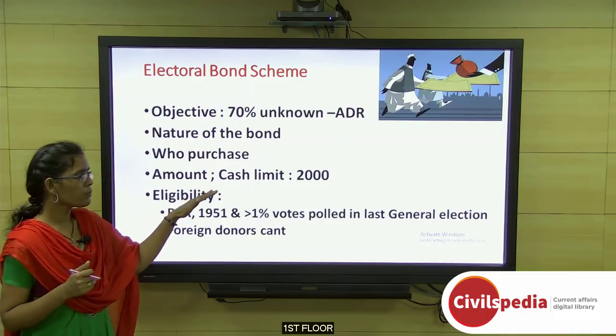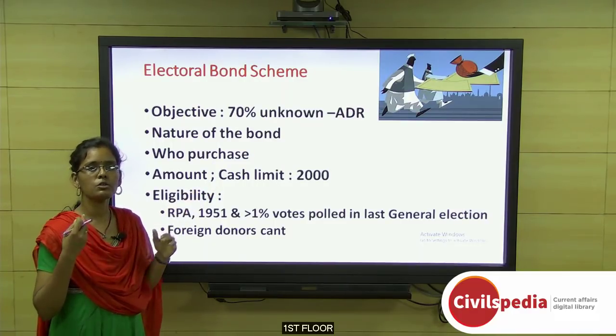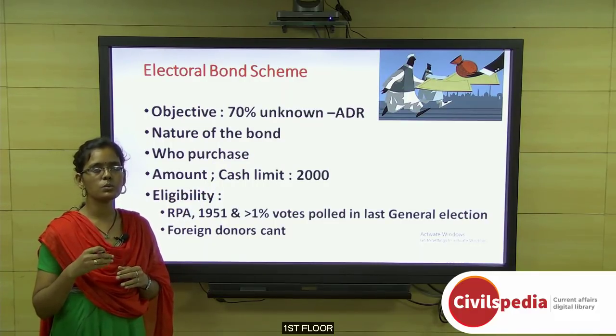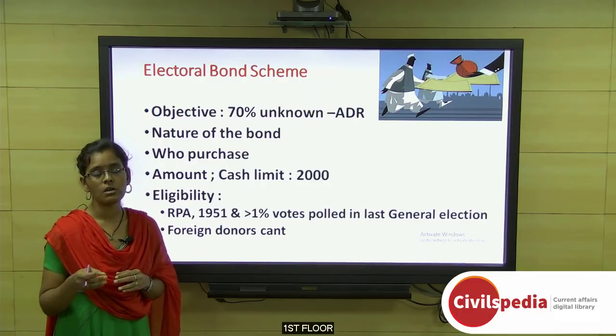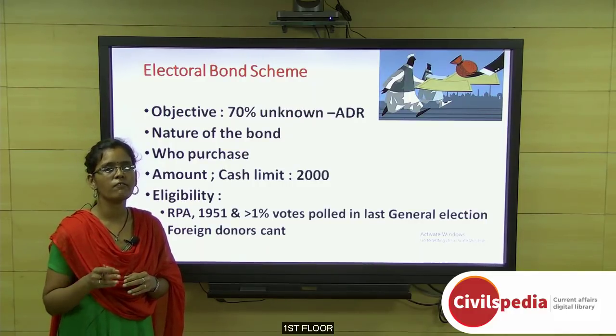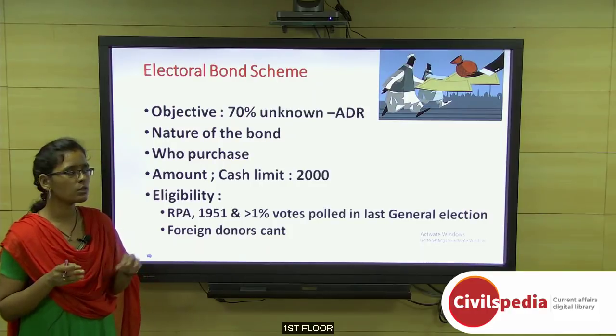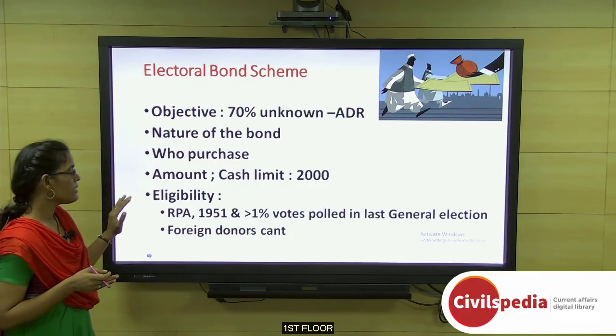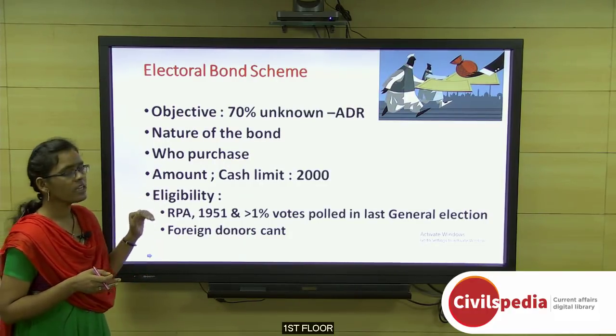Up to 2,000 rupees, we can give to a political party in cash. But beyond 2,000 rupees, we have to go in a digital way or by cheque, through this electoral bond method. Then the second important thing to note is eligibility.